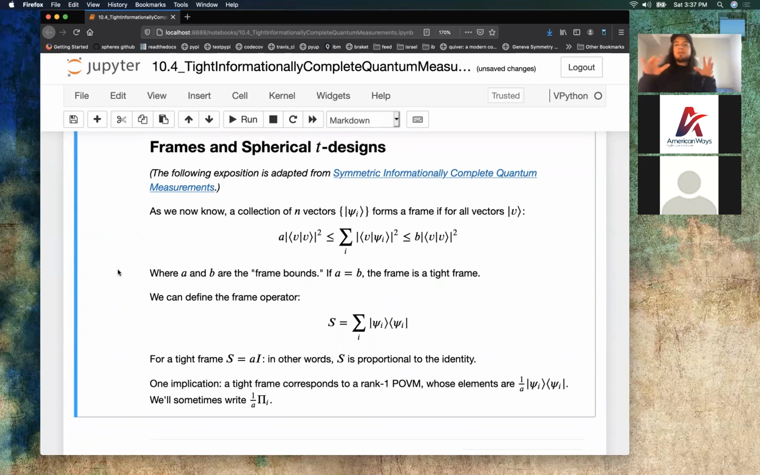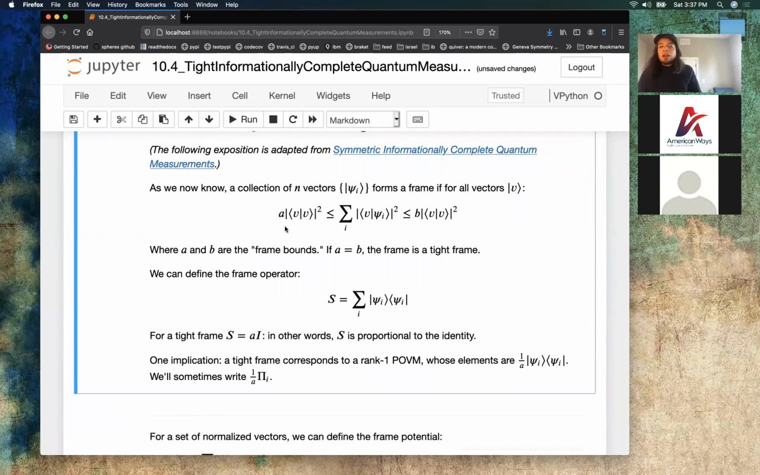what follows now is very closely adapted from this paper, Symmetric Informationally Complete Quantum Measurements. As we talked about at the last couple of meetings where we discussed frames, a frame is also like a design, a collection of n vectors. And they form a frame if this little inequality is satisfied.